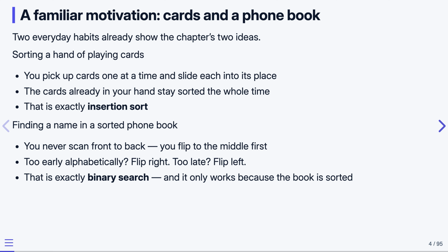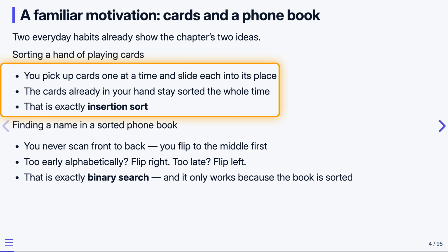2 everyday habits already show the 2 ideas in this chapter. You have probably done both of them without knowing their names. Think about sorting a hand of playing cards. You pick up cards one at a time and slide each one into its place. The cards already in your hand stay sorted the whole time. That is exactly insertion sort.